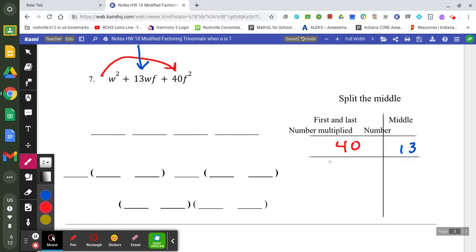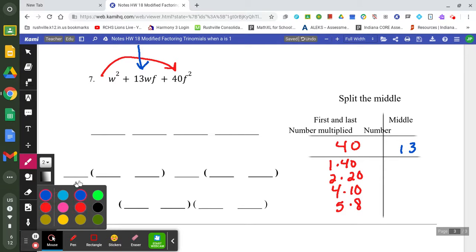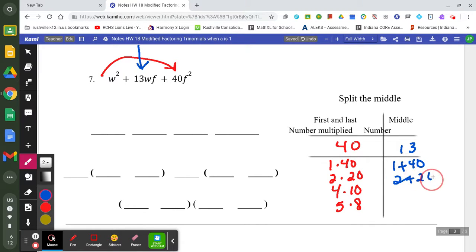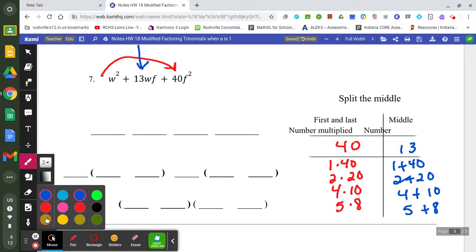So I'm going to start with 1. So 1 times 40, 2 times 20, 3 does not go into 40, 4 times 10, 5 times 8, and then I need to find which set will add to 13. So 1 plus 40, 2 plus 20, 4 plus 10, 5 plus 8, and that is my pair.